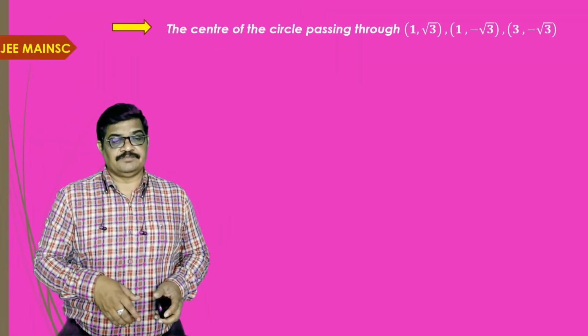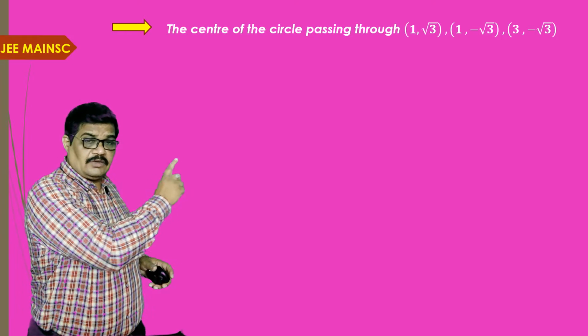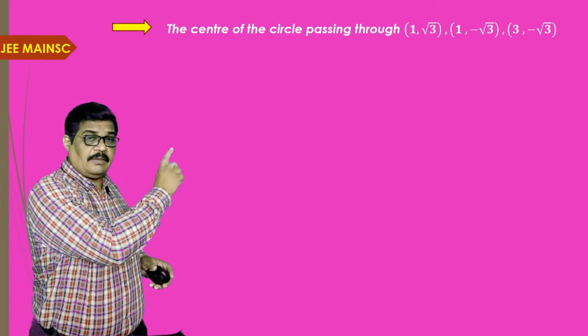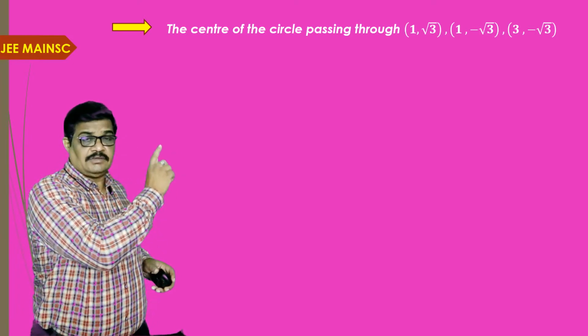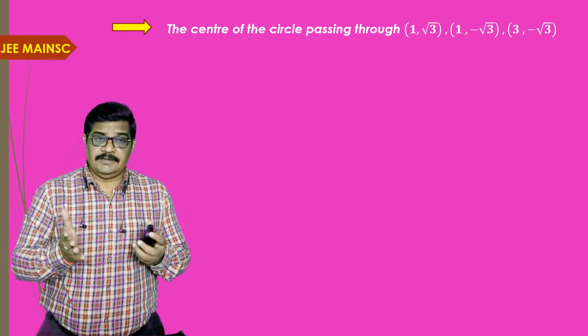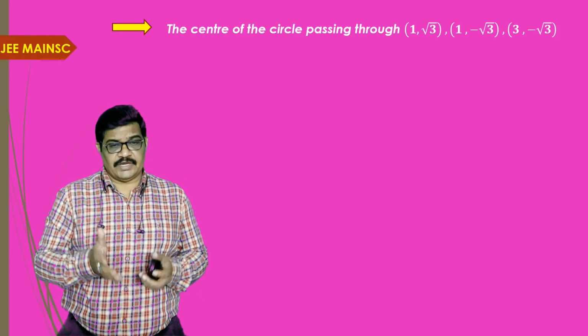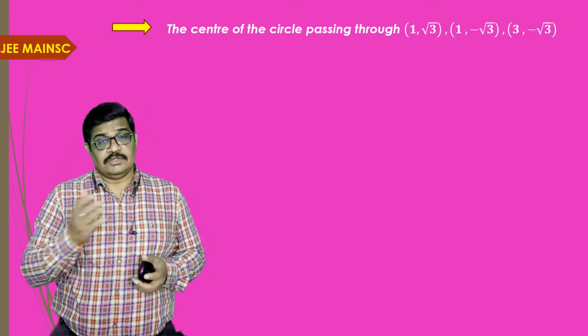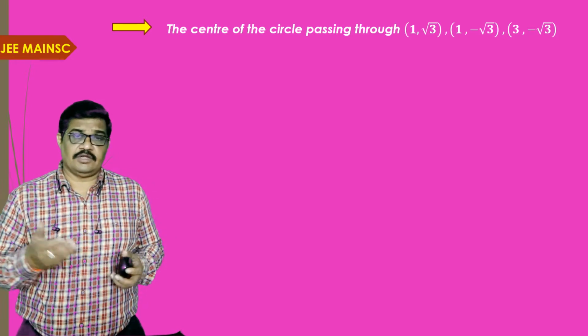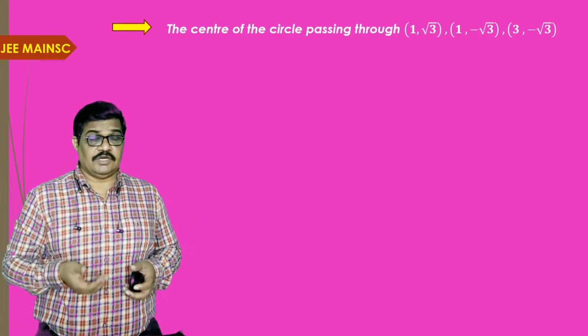Next one is: find the center of the circle passing through the points (1, root 3), (1, minus root 3), and (3, minus root 3). We are given 3 points, and we have to find the circle passing through these 3 points. How do we find the circle equation passing through 3 points?